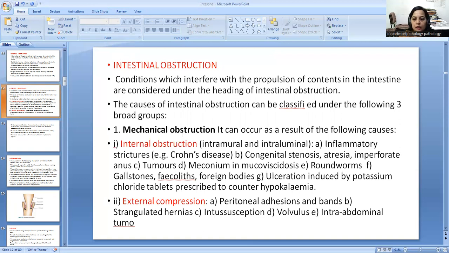It can occur as a result of the following causes: internal obstruction, which can be intramural or intraluminal, and the causes may be inflammatory strictures like Crohn's disease, congenital stenosis, atresia, imperforate anus, tumors, meconium and mucoviscidosis, roundworms, gallstones, bezoars, cotton bodies, ulceration induced by potassium chloride tablets prescribed to counter hyperkalemia. And then there can be external compression, which may include peritoneal adhesions and bands, strangulated hernias, intussusception, volvulus, and intra-abdominal tumors.